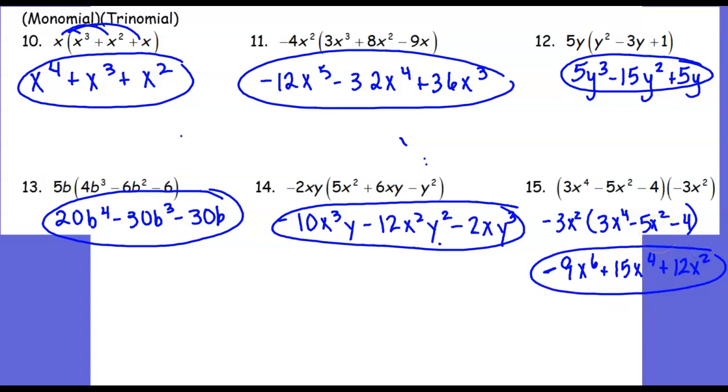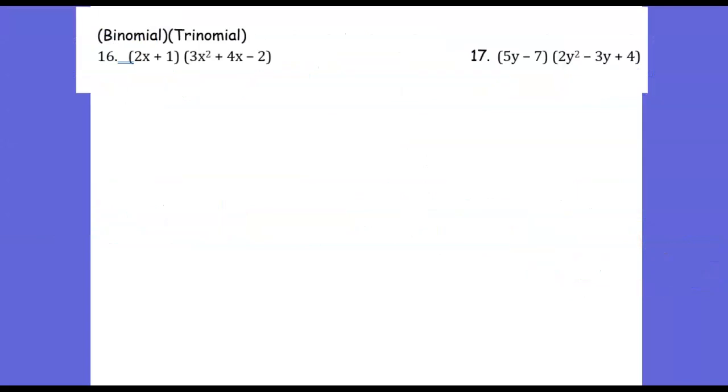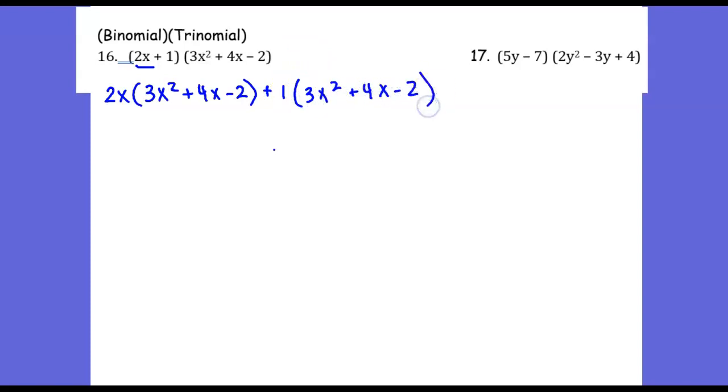Okay, all right, so now we want to actually take a binomial times a trinomial. How we're going to break up the binomial is we're going to take the first term in the binomial, 2x, and multiply it by the trinomial. Then we're going to take the second term, which in this case is 1, and multiply it by the trinomial. So that's our first step.